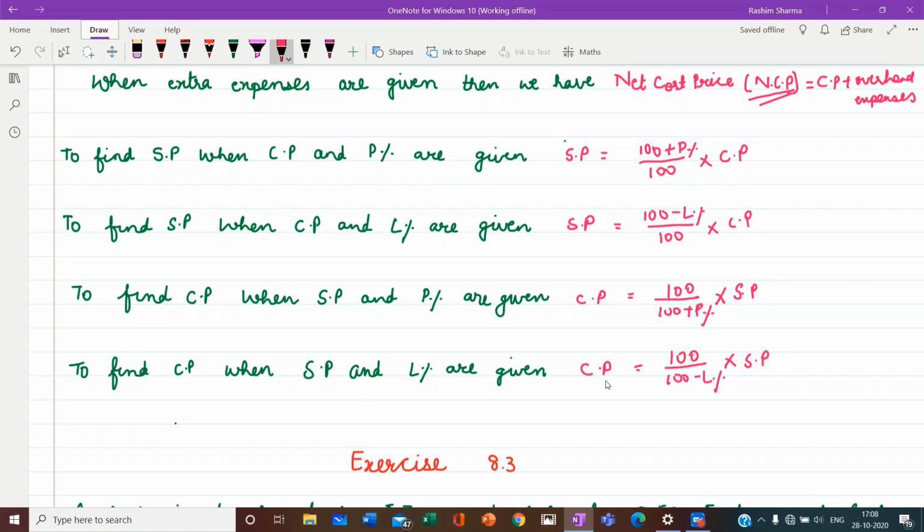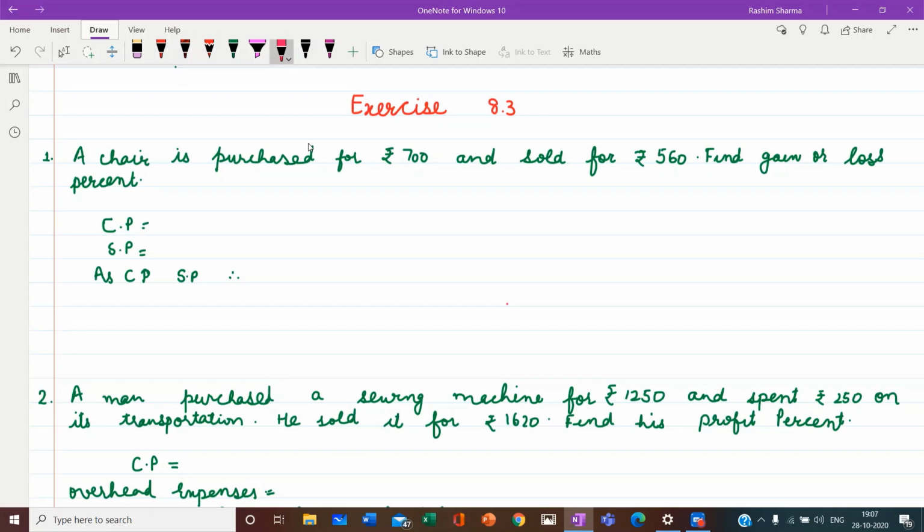Okay. Now exercise 8.3, first question: a chair is purchased for rupees 700 and sold for rupees 560. Find gain or loss percent. Purchased for rupees 700 means CP is rupees 700, and sold for rupees 560 means SP is rupees 560. We have to find gain or loss percent.